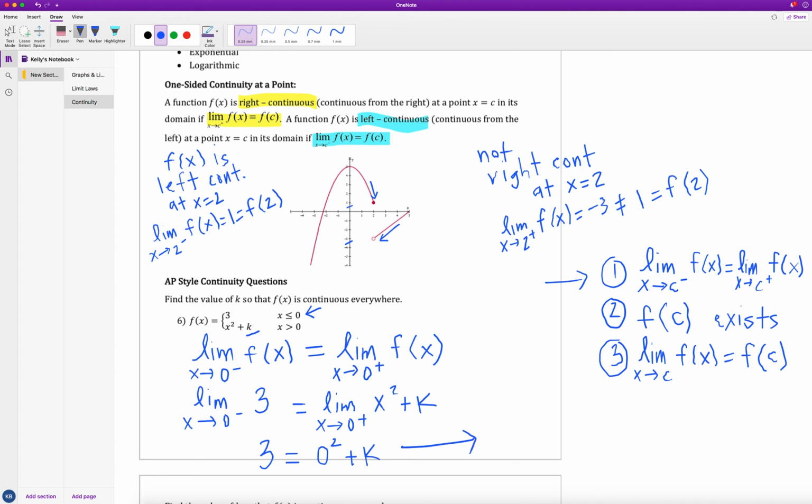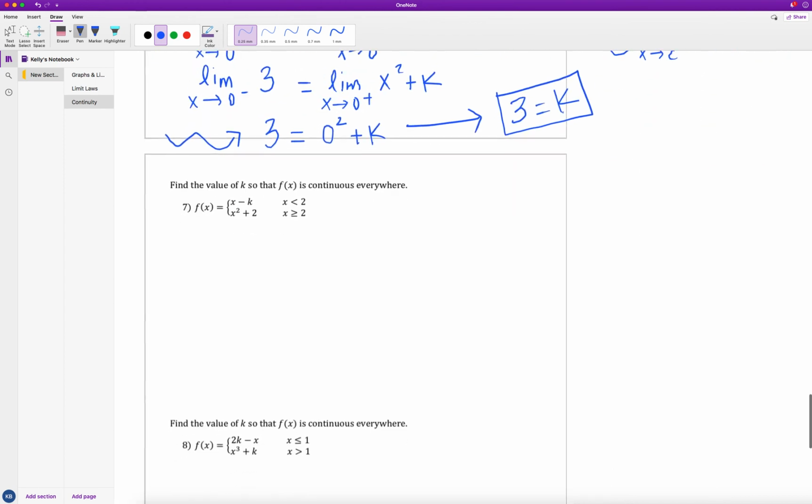Then 0 squared is 0, so 3 equals k. And we were able to find the value for k that makes this function f of x continuous. Now, I do want to make the overarching statement that not every one might work out as nicely as that one did. Sometimes there could be more algebra involved after we've taken the limits, but even then we can still do that and eventually solve for k.